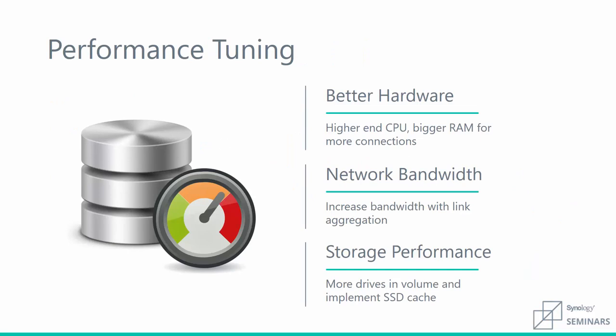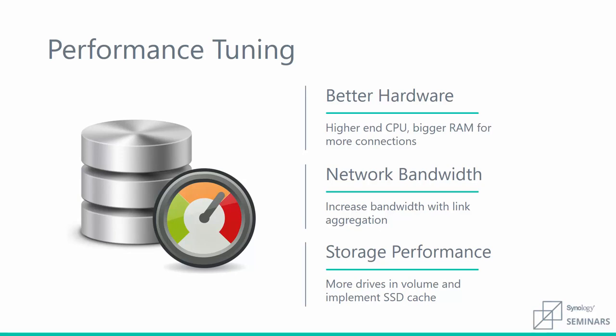So when implementing a Synology NAS into a large organization, there are going to be a couple different performance tuning options available that you can use in order to get the most performance out of your unit as possible. As many of us already know, better hardware will always be an option. You can always go with a higher end CPU as well as an increased RAM to allow for more connections and more overall performance. But what if you're not seeing too much of an issue with the hardware itself, but more with the network bandwidth?